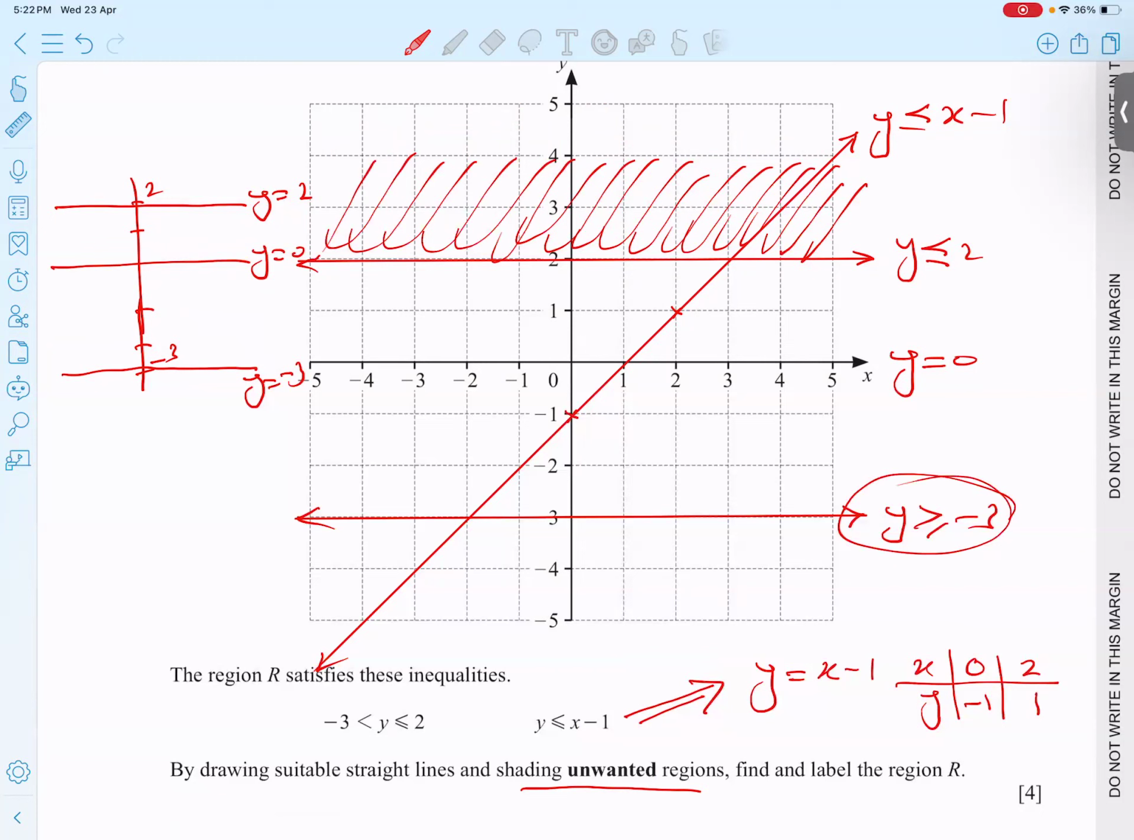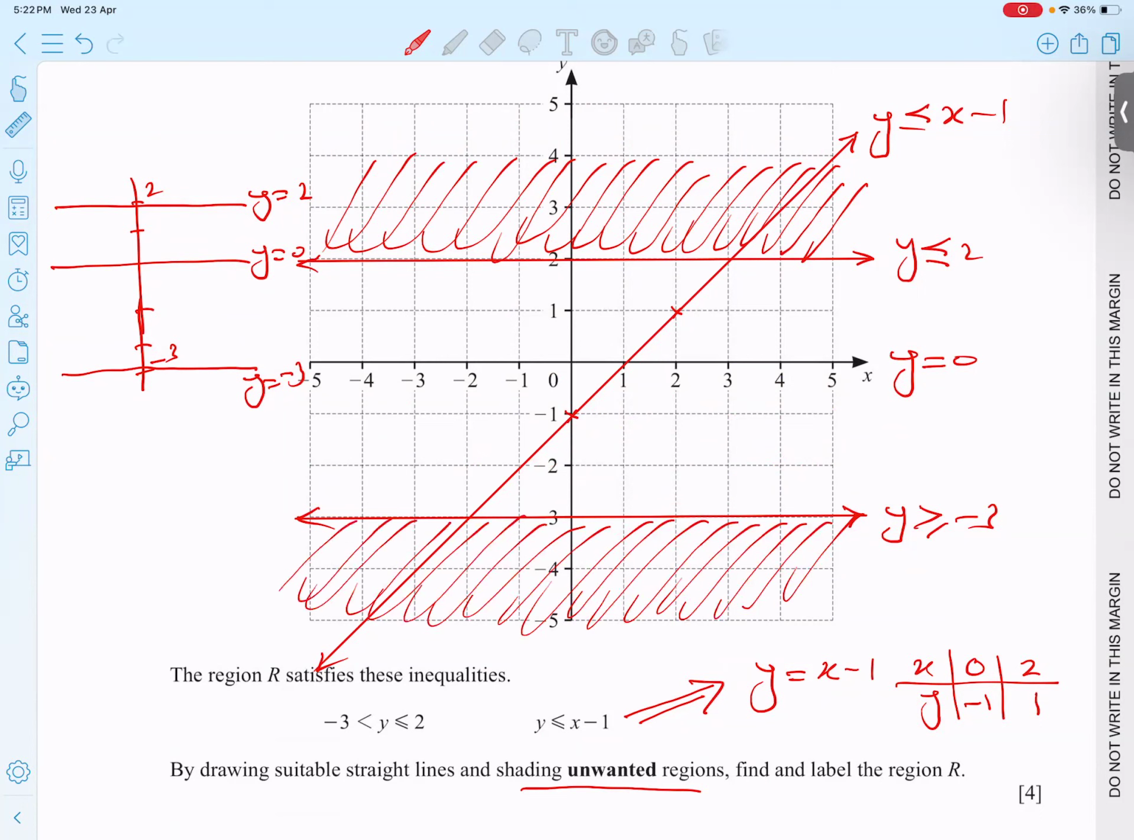Let's talk about this one. Y is more, the mouth is open from this end. More are these values. Check it, please. Are these values more than -3 or not? Correct. So these are called the wanted region, but I will shade unwanted. This is called the unwanted region. I'm shading unwanted.